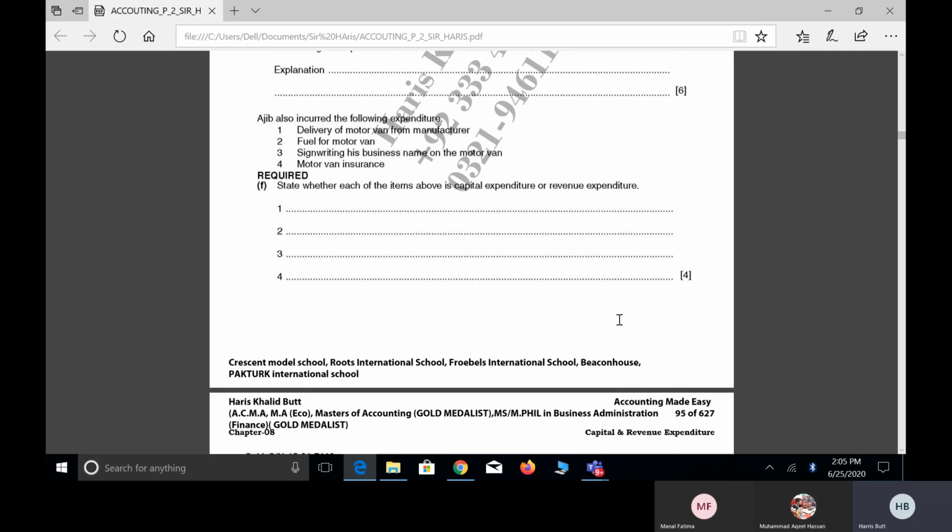ये जो लिखा है, we also incur the following: delivery of motor vehicle, fuel to motor vehicle. ये revenue expenditure आपको बताना है. You can take that pic. बता भी सकता हूँ. Delivery of motor vehicle from manufacturer, that is capital expenditure. Fuel of the motor vehicle is revenue expenditure. Sign writing of the business name on the motor van, that is capital expenditure. हाँ जी. Motor van insurance is also an expense.